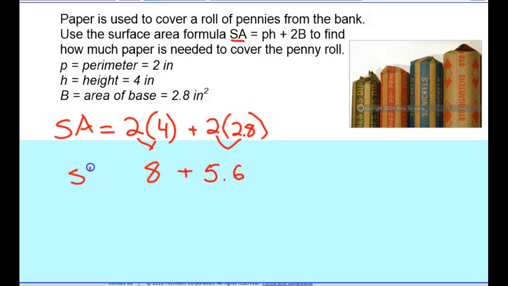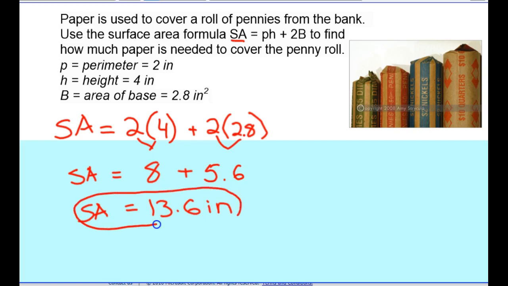So our surface area equals 8 plus 5.6. So our surface area equals 13.6 inches. So the surface area of our paper is 13.6 inches on our penny roll.